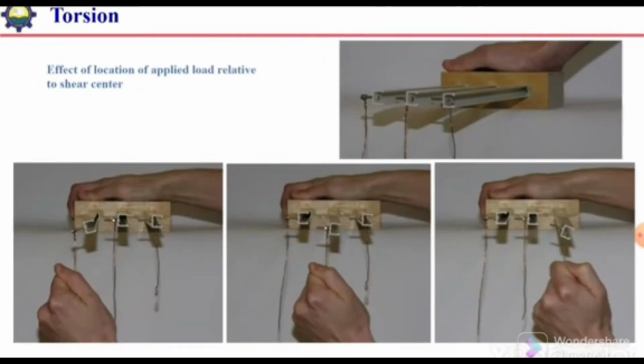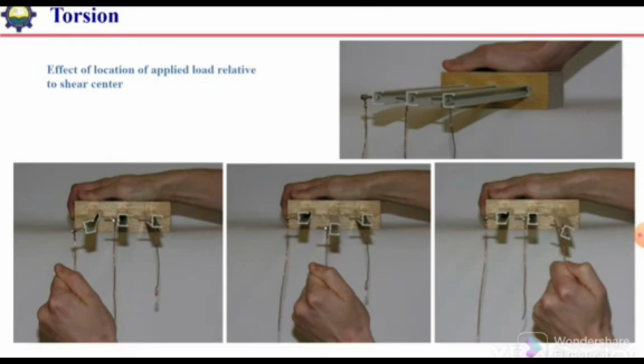Okay, if we are supposed to use some open section like C section, then it is necessary to apply the load at the shear center. If the applied load is passing through the shear center of the member, then there will be no torsion, and if it is acting away from the shear center, then there will be torsion in that member.